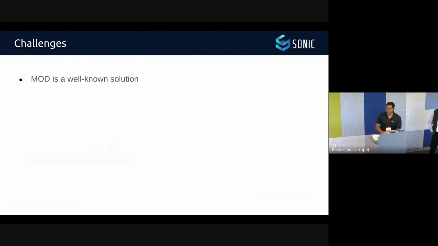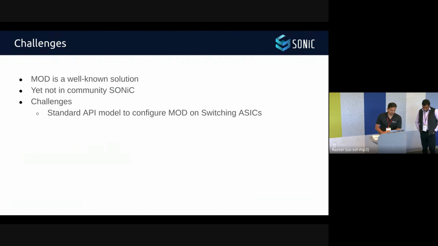So mirror and drop is a well-known solution. It has been discussed multiple times over multiple years. It's well-known, and it's an easy to deploy feature. But this feature is not there in community SONiC yet. And some of the main challenges that prevent this are: there was no well-defined standard SAI API configuration to configure the mirror and drop in a SAI compliant switch.